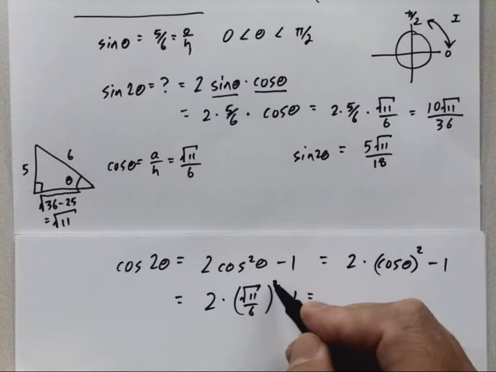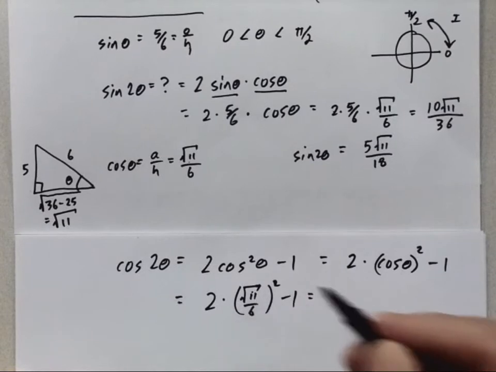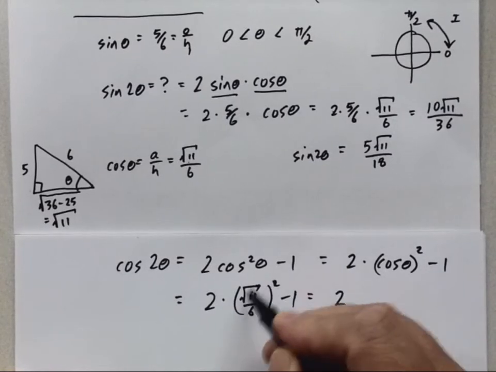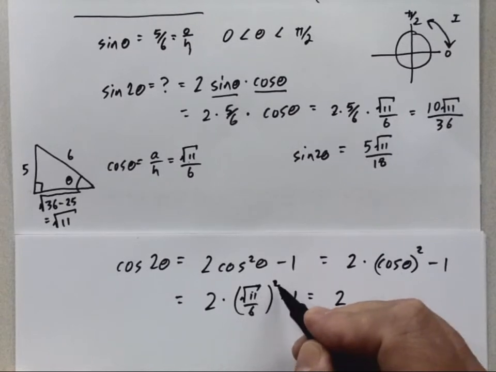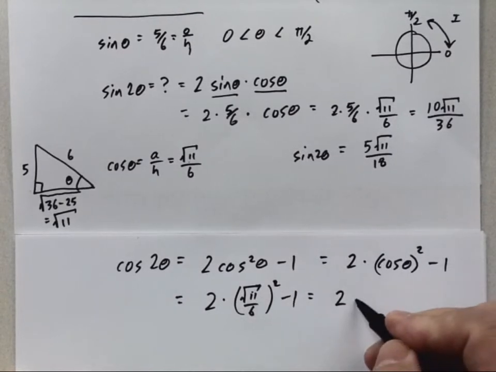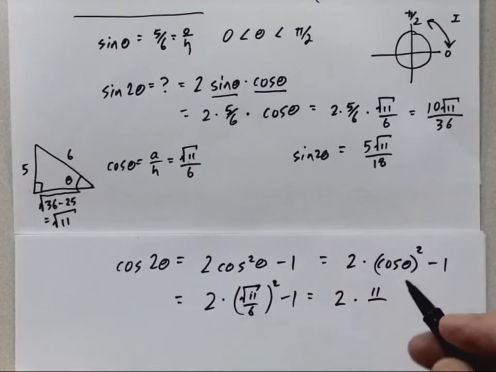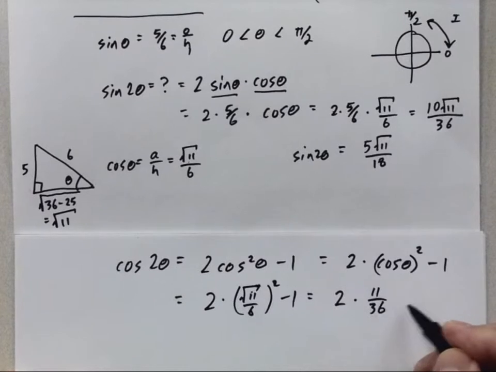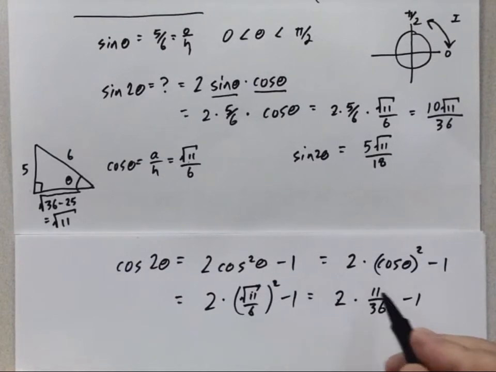Now this parenthesis squared, if you remember from algebra, this exponent gets applied both to the top and the bottom. So if you square the square root of 11, what happens when you square a square root? It just ends up being equal to what's inside the radical. And then 6 squared is 36. Now here we go again. 2, a whole number times a fraction. So it's really 2 times 11.